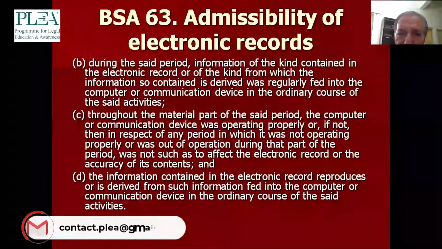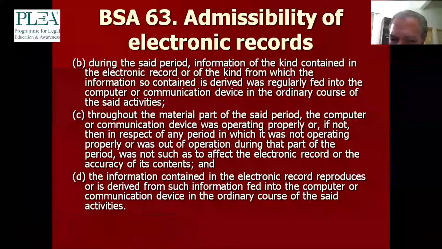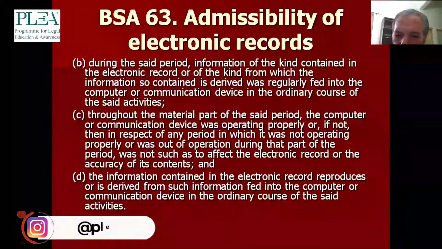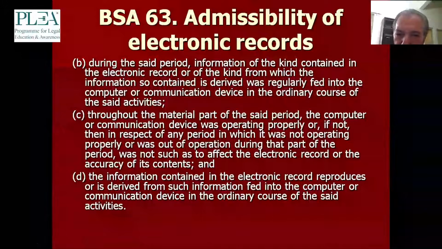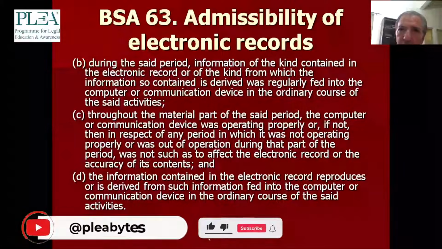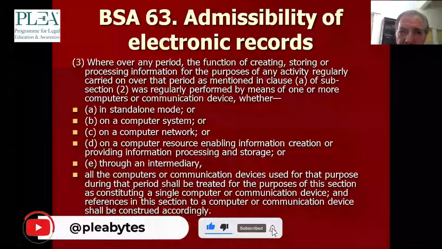this new clause C. The information contained in the electronic record reproduced or is derived from that information fed into the computer or communication device in the ordinary course of the said activities. This is to ensure that it is not tampered. Then there is subsection 3.